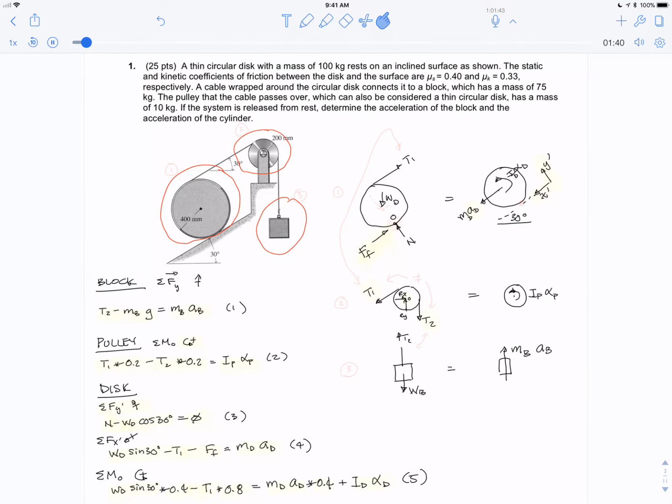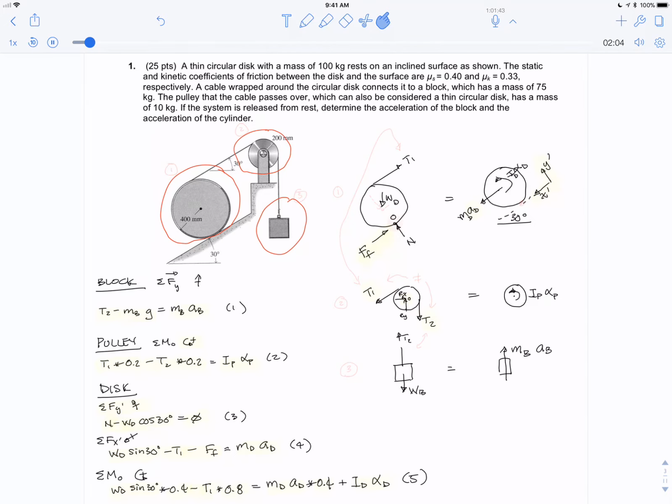I assumed it was going downhill because it was heavier than the block. So the disc is rolling downhill and moving. So it's rotating and moving. The pulley is only rotating, and the block is only translating. So it's a nice review problem. The block is only translation, the pulley is only rotation, and the disc has both.